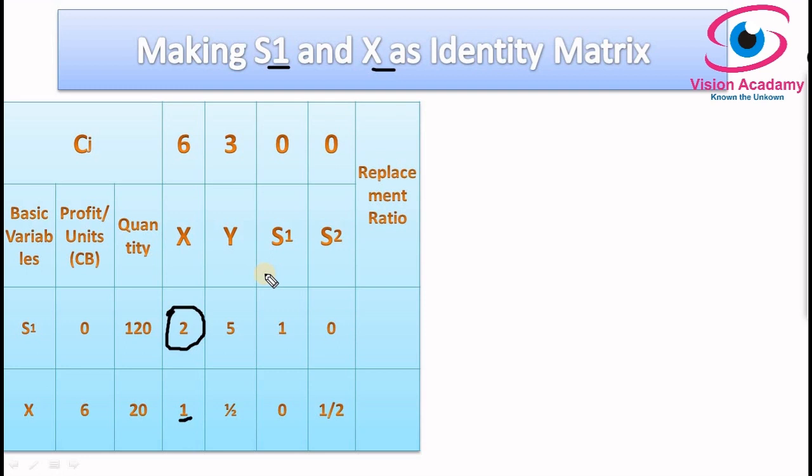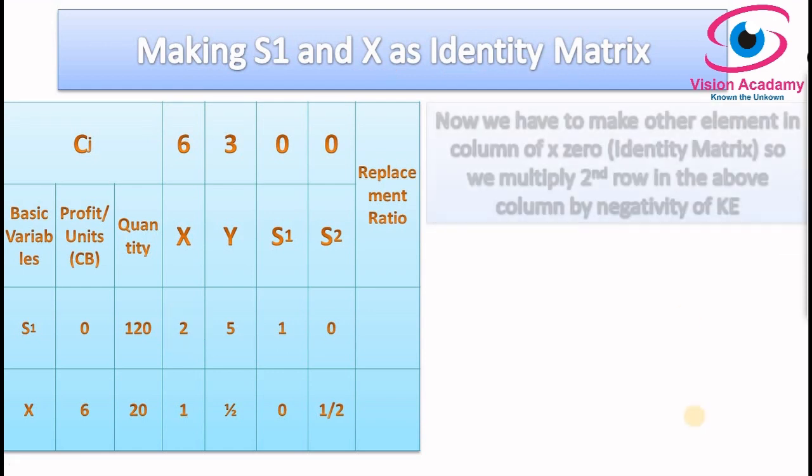Especially if I want to tell something about the simplex table, it is all about logic. Here your main intention is to form a unity for the basic variable under consideration. Here we have two basic variables, S1 and X, and for these two variables we want to form a unity. In S1 there is unity already, and in X1 there must also form a unity. Once you form a unity, you can make an identity matrix. So it is called an identity matrix. Then let me show how to form an identity matrix.